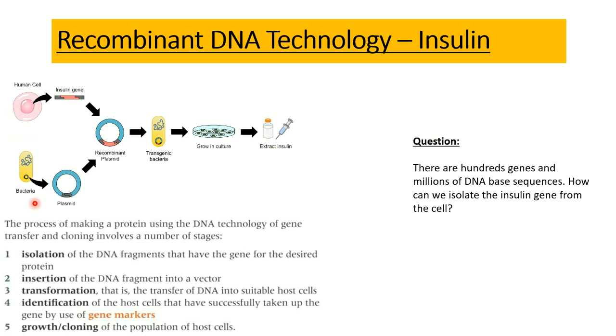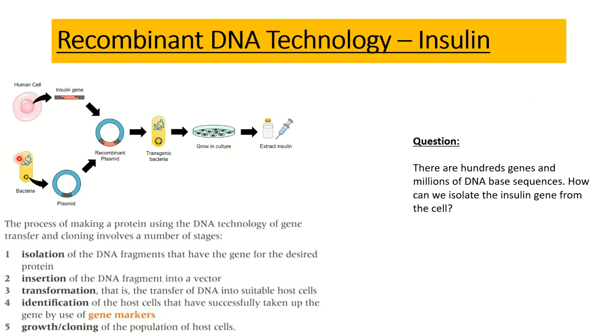I want you to understand the basic concept here. We know that insulin is a protein, made from amino acids. What we need to do is isolate the insulin gene from the human being. So this is a human cell, and we extract this insulin gene, and that is called isolation.